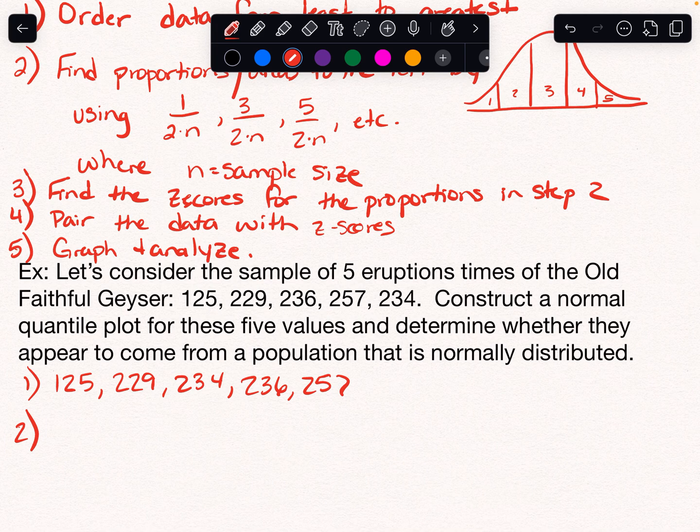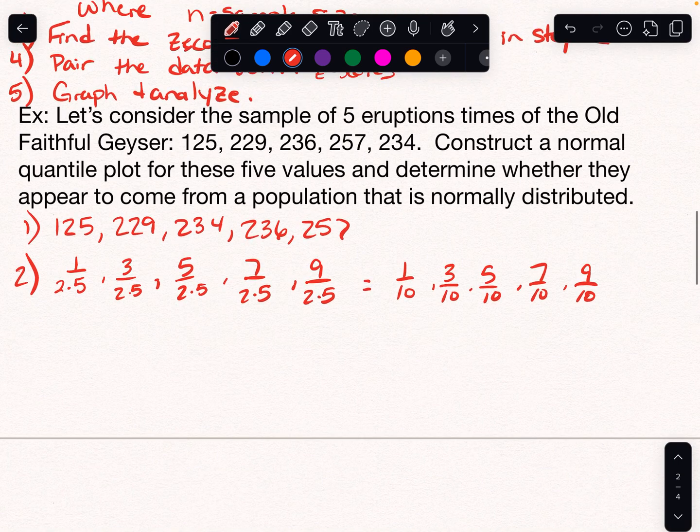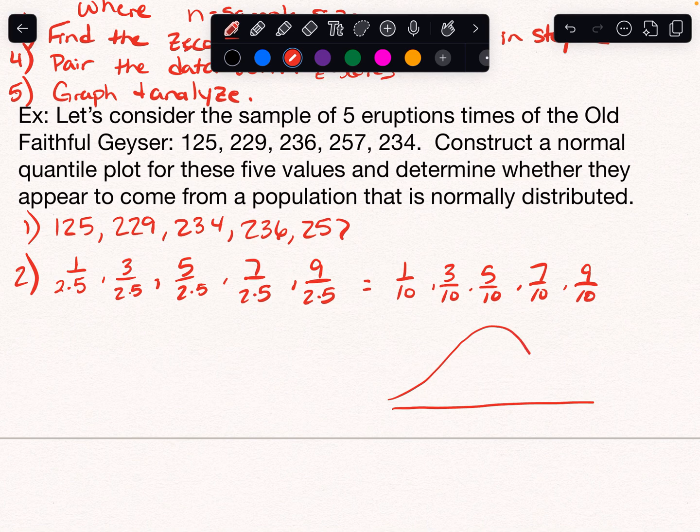Okay, step number 2. So I'm going to cut my normal distribution curve into slices. Since our n value is 5, because I have 5 data values, I have 1 over 2 times 5, 3 over 2 times 5, 5 over 2 times 5, 7 over 2 times 5, and 9 over 2 times 5. And I should have 5 proportions for my 5 data values. So these actually become 1/10, 3/10, 5/10, 7/10, 9/10.